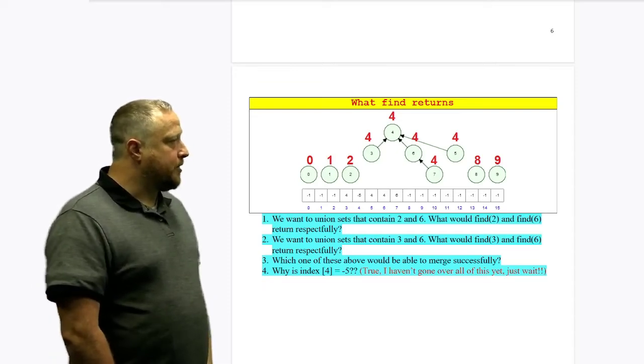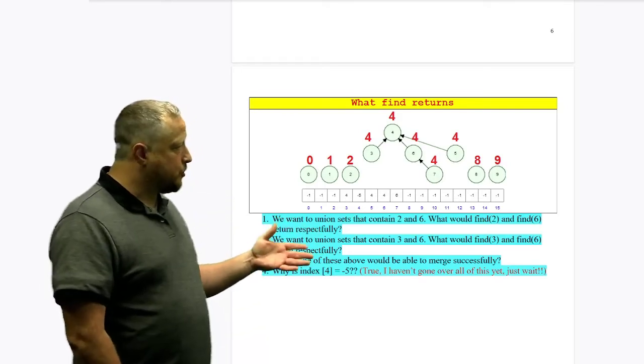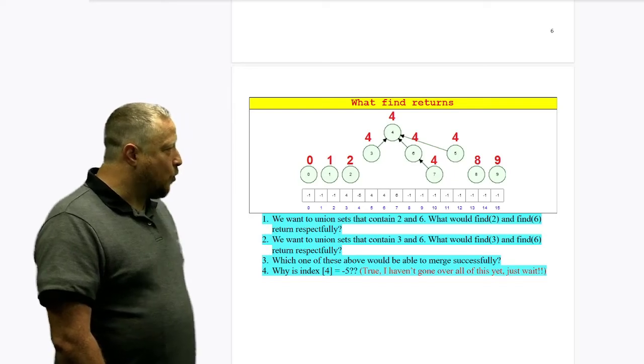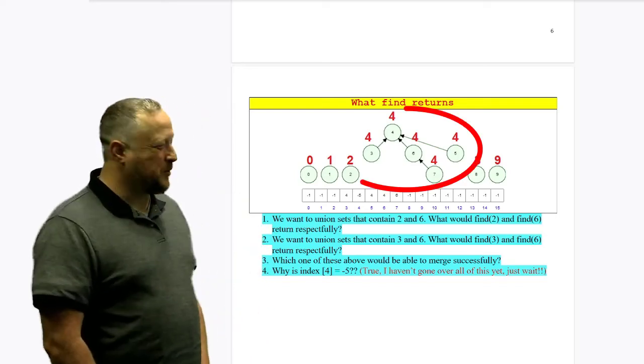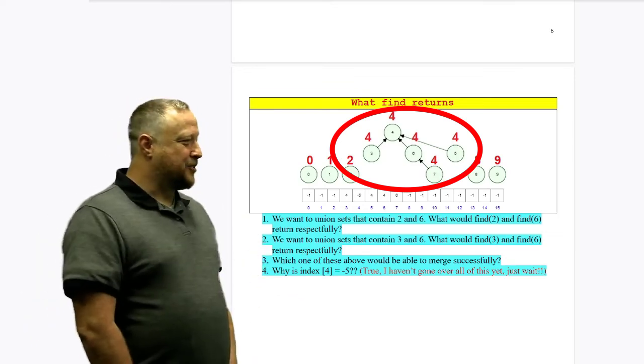Now, which one of these would be merged successfully? It'd be number 1, because I just talked about number 2, frankly, making that cycle. And then we have, why is index 4 equal to -5? I think we figured that one out as well. Spilled the beans on that one. And your 5 is being circled again right now to let you know what the answer is for that.